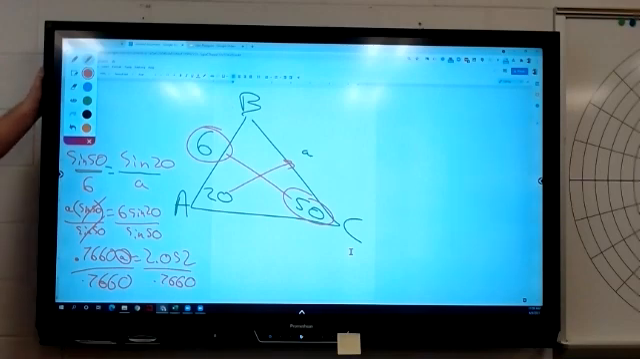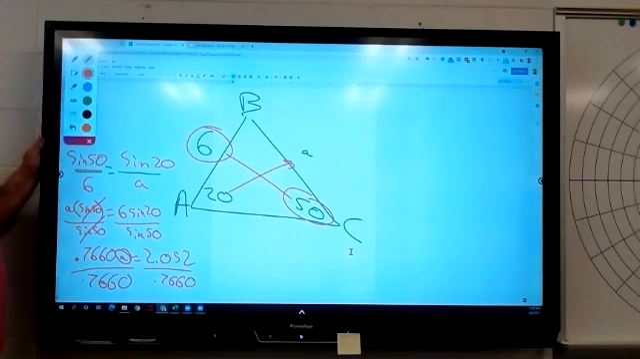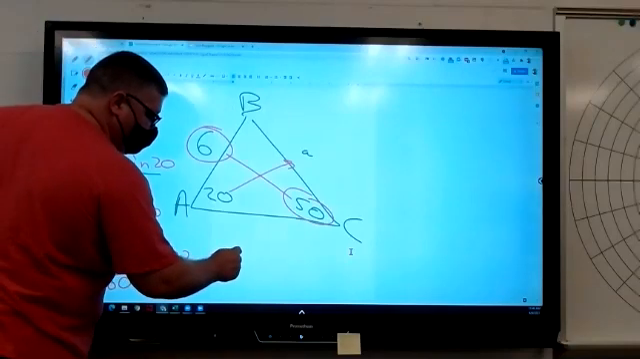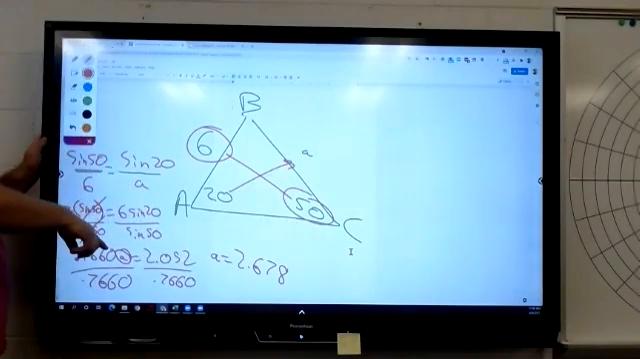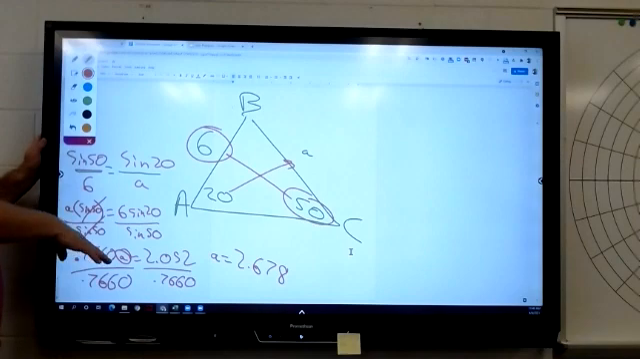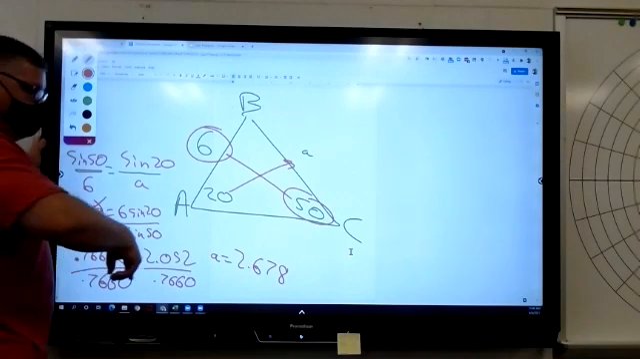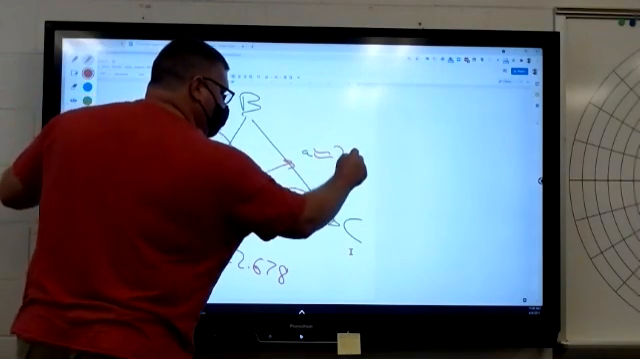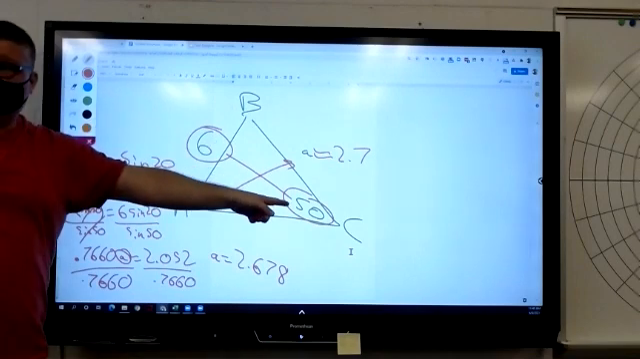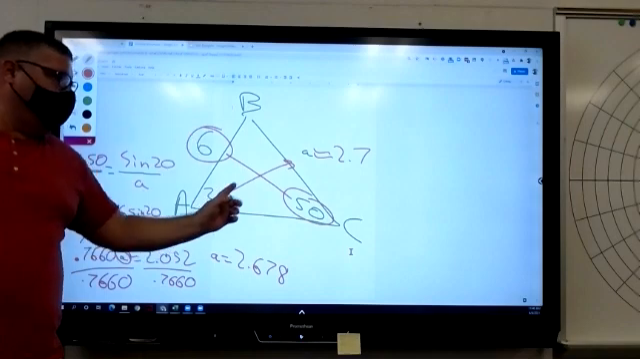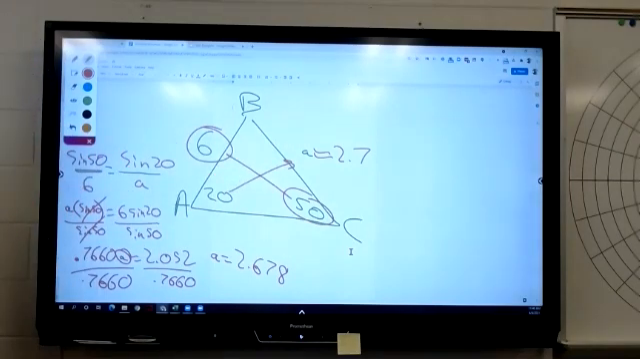Okay, and what is 2.052 divided by 0.766? 2.678. Okay. Did everybody else kind of get something in this ballpark, even if it's not exact, because maybe you rounded a little differently than he did? But can we all agree that it's about 2.7? Is that cool? Now let's see if it makes sense. If 50 went with 6, would 20 go with about 2.7? Makes sense.